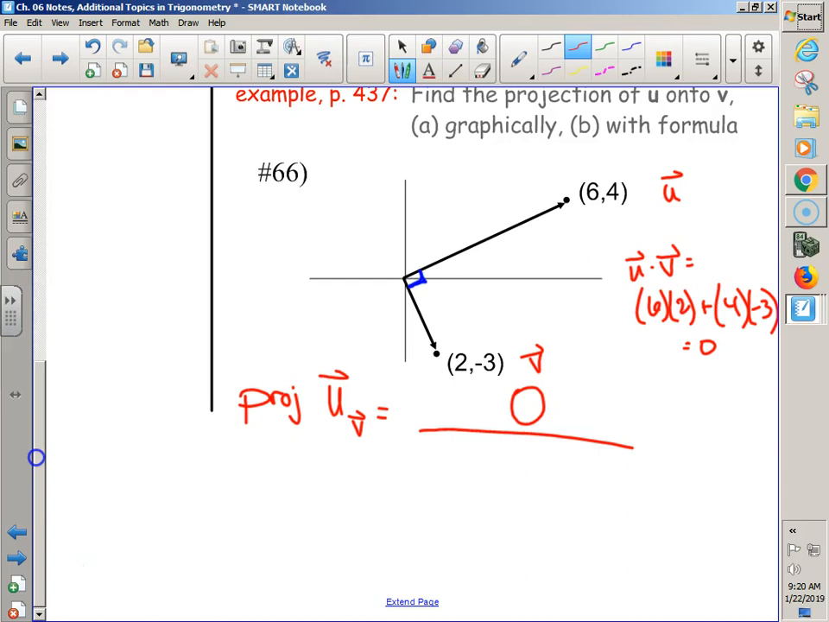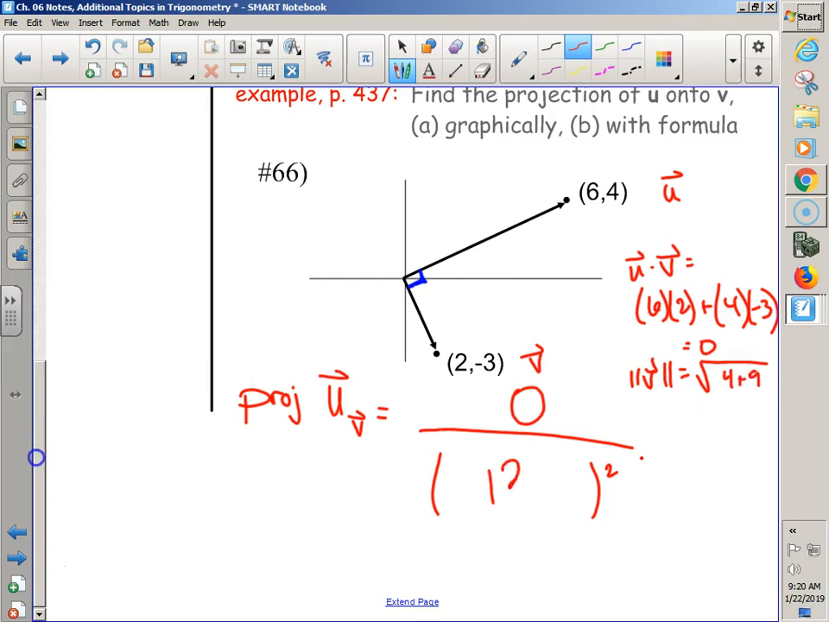What would it be over? So we have the dot product on top, and then what's on the bottom? Magnitude of vector v squared. Okay, so let me go ahead and just get this ready to go. We're going to find it off to the side. So magnitude of v is equal to the square root of a squared plus b squared, 4 plus 9. You guys agree?